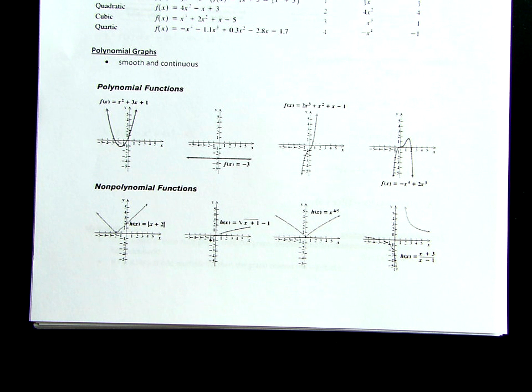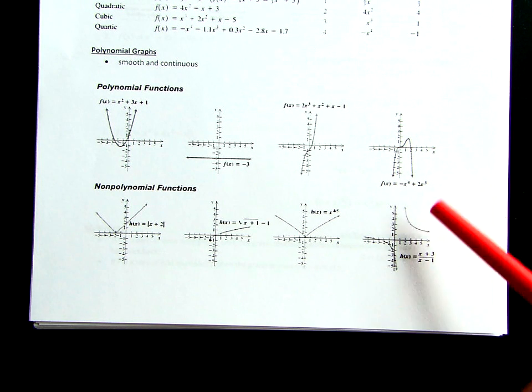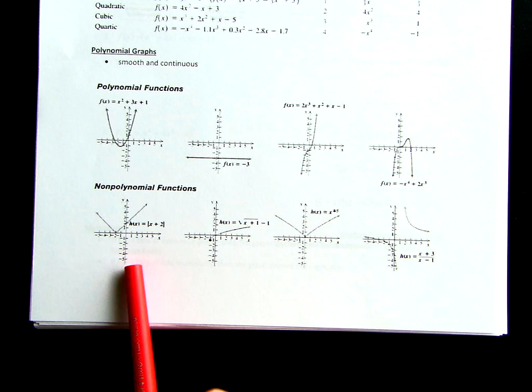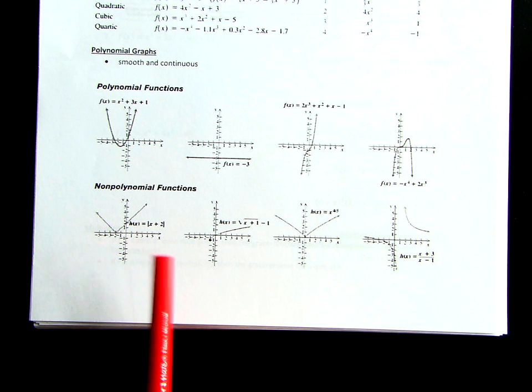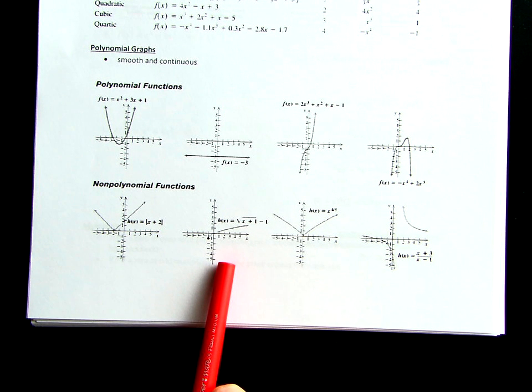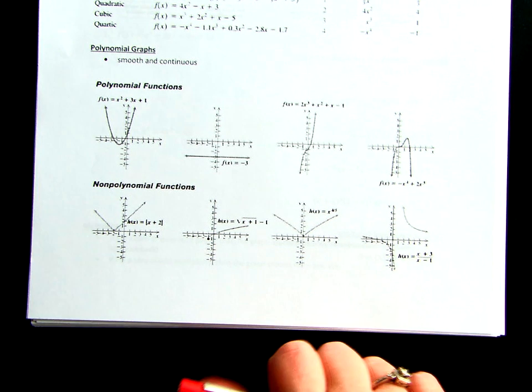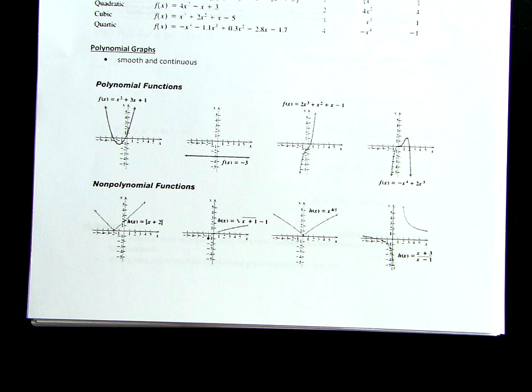So for polynomial functions, we have our quadratic, we have our linear, we have our cubic, this is our quartic. But then down here, this is an absolute value. Again, that's a function, but it's not a polynomial function. It's got a corner. This one is not a function because it stops. Here we do a dip again. In this one, we jump. So polynomial functions have to be smooth. They have to be continuous.